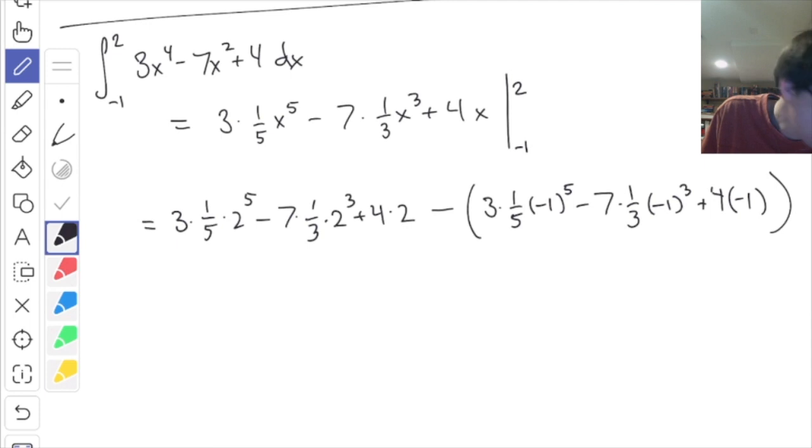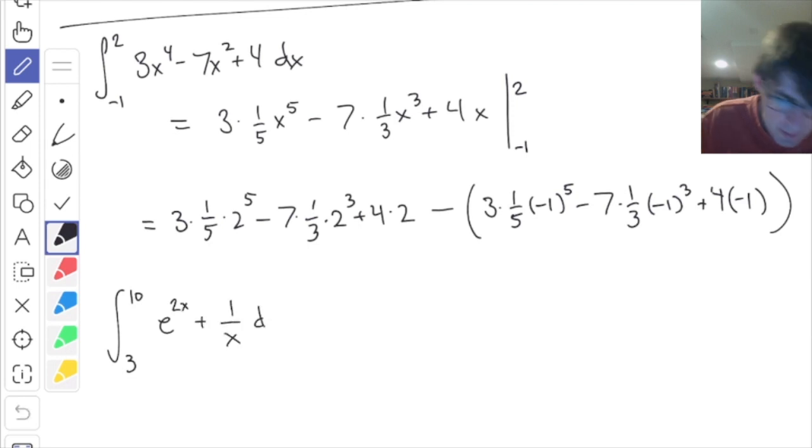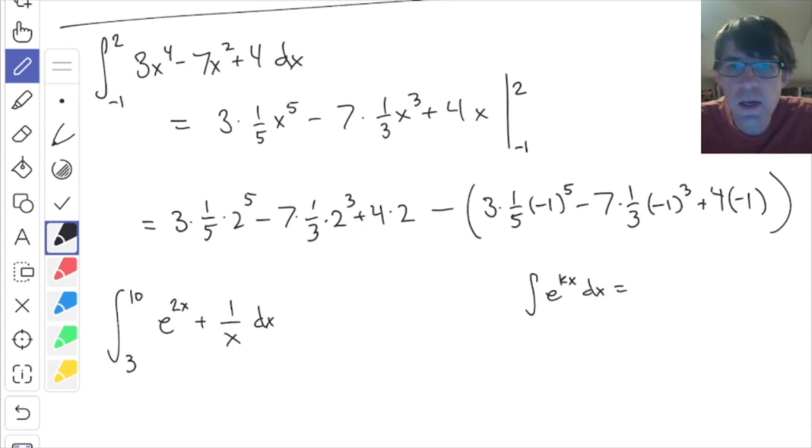How about this? Integral from 3 to 10, e to the 2x plus 1 over x dx. All right, similar procedure, only the function is a little bit stranger. You have to remember, how do you do integral of e to the 2x? And then also, how do you do integral of 1 over x? So for the e part, I hope you remember, this was one of the rules that we had discussed when we talked about exponential functions and the derivatives and antiderivatives of exponential functions.